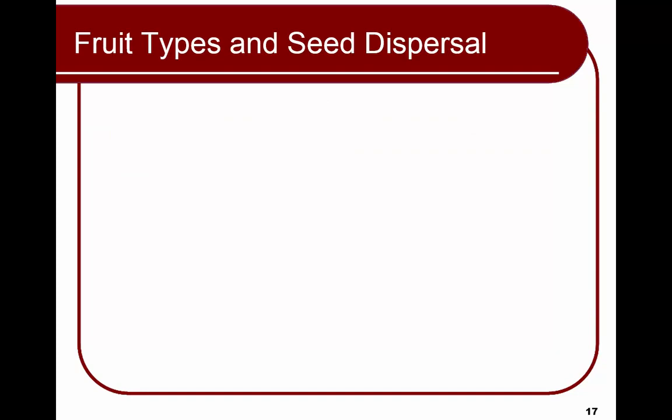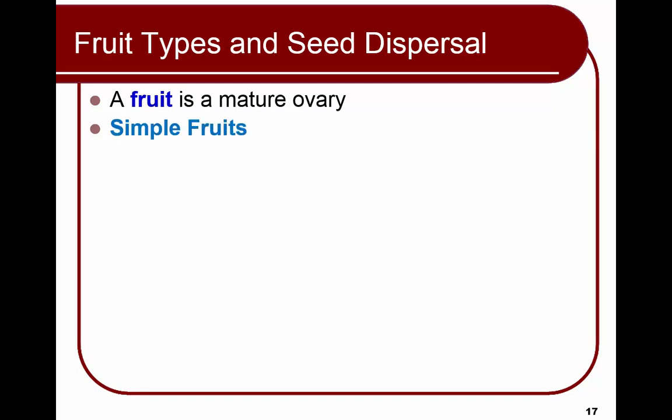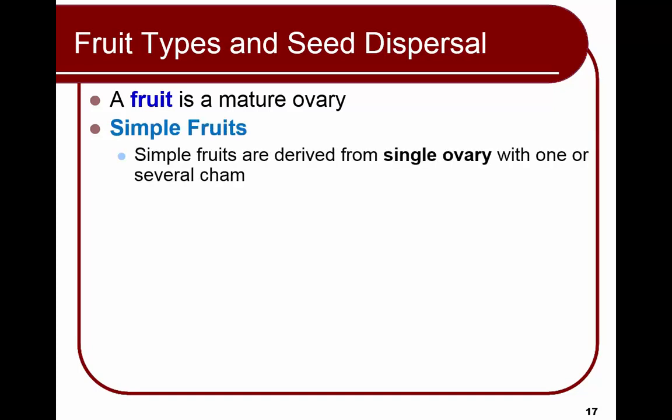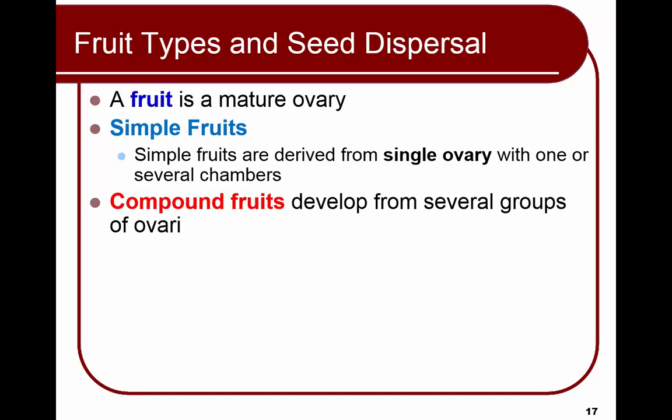Now looking at the fruit types and the way the seeds are dispersed. A fruit is a mature ovary. You've got different kinds of fruits. You have simple fruits, which come from a single ovary, and it can have one or more chambers. And then you have compound fruits that develop from several groups of ovaries.